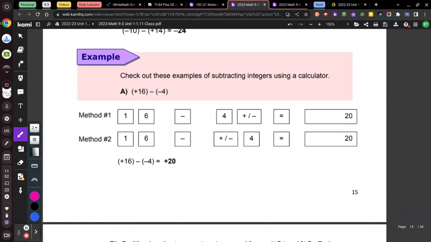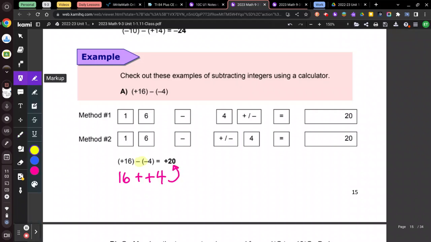All right, here's another example. This one here is showing us subtracting. This one again has the two same signs in the middle. Two identical signs in the middle, like we said before, is the same thing as adding. So this is like saying 16 plus +4 to give me 20. These two signs will change to pluses when they're identical between two numbers. Okay? So identical between two numbers means you're adding.